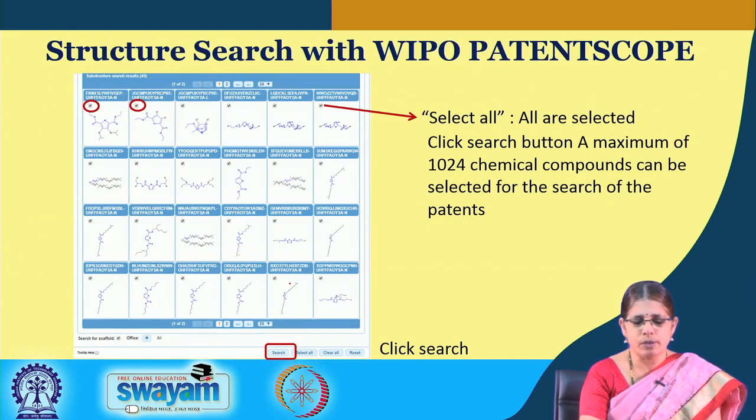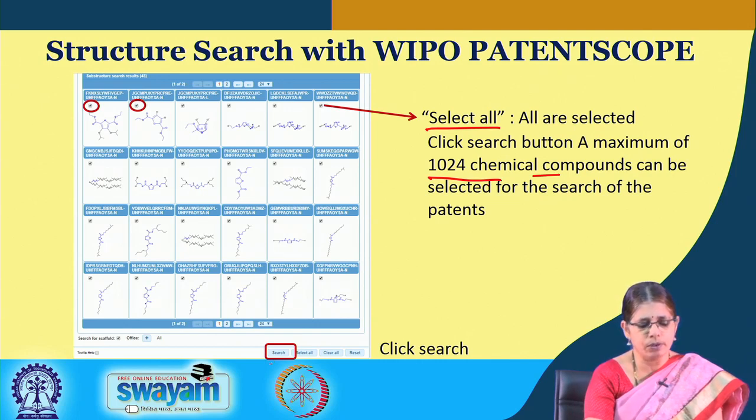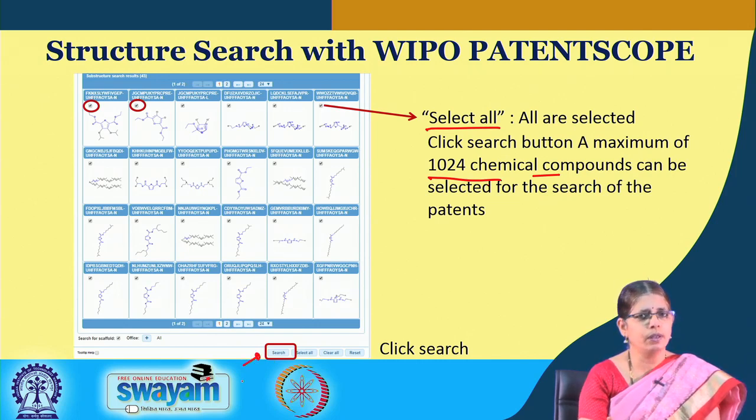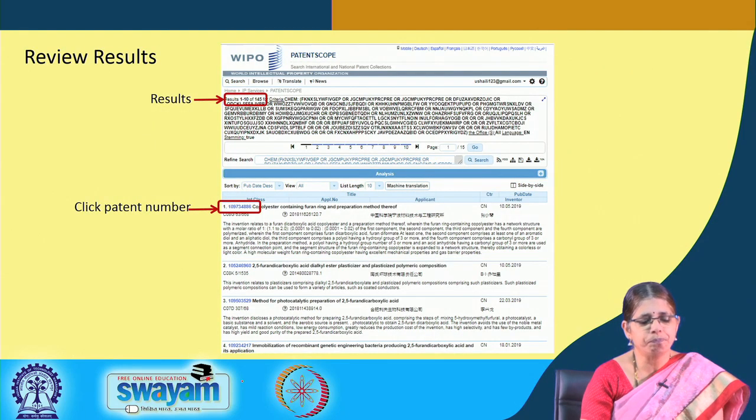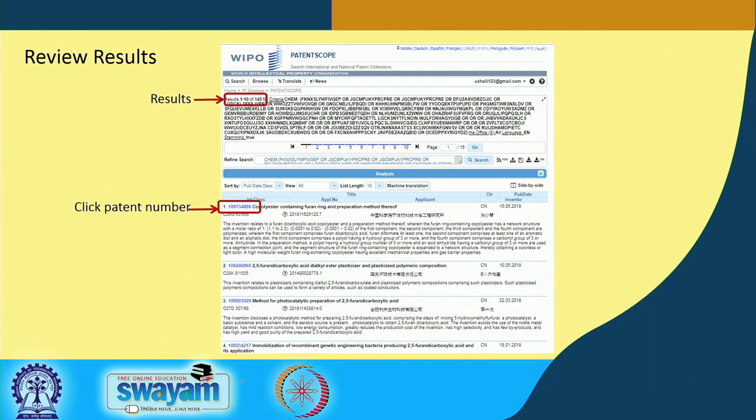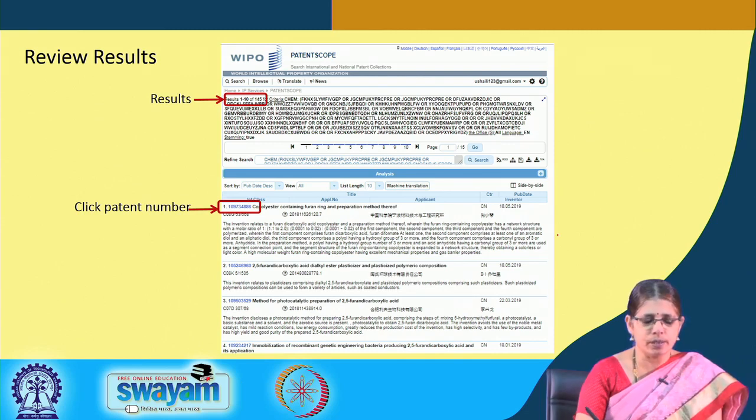So, one can look for a select all option, in which case you have a maximum of 1024 chemical compounds that can be searched for. So, what do you do? You click on the search button to generate the patents that are available with respect to any of these. Now, these are the results presented to you. So, we have about 145 different patents that are relevant for this particular search. Now, the different hits that you have got, you can analyze them.